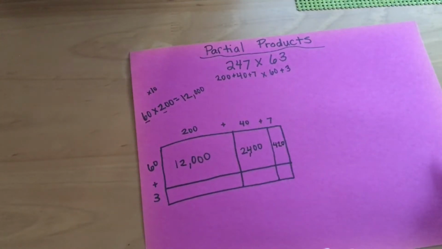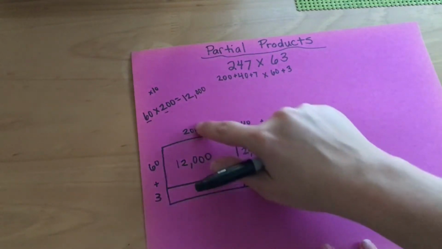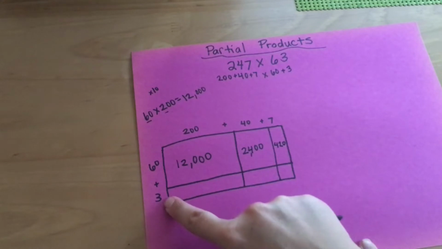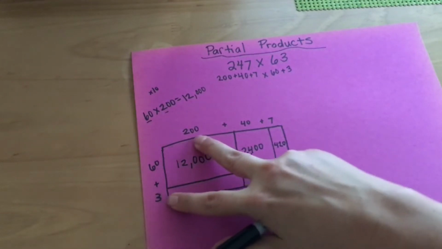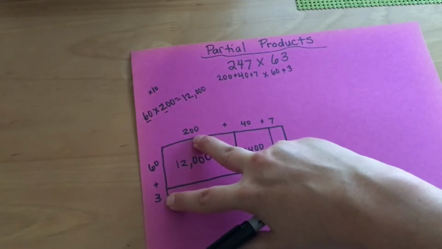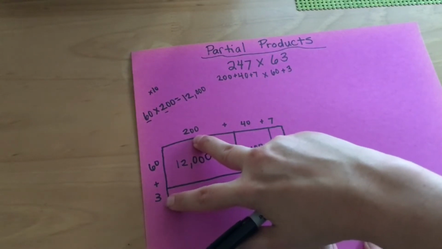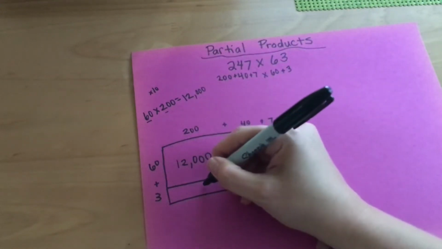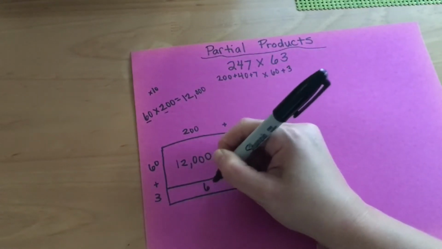And then we're going to move to multiplying everything times this row, which is the 3. So we're going to multiply the 200 times 3. And most of them would be able to tell me that that's 600, because they know that 3 times 2 is 6, so 3 times 200 would be 600.